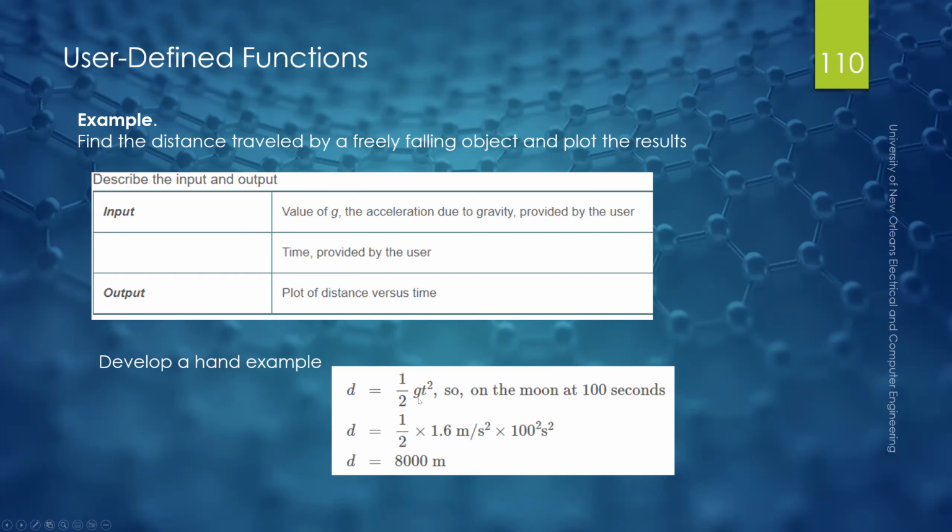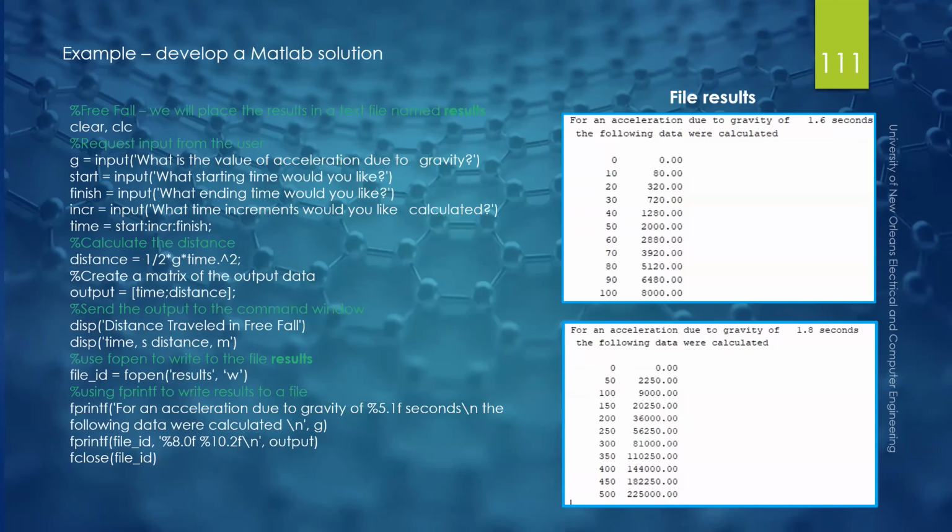So we want to develop a hand example. Remember, this is the equation that will give us the distance, right? So a simple hand example tells us that, if our math is correct, given these parameters, at 100 seconds, the distance will be 8,000 meters, right? So again, it's always a good idea to develop a hand example as much as possible. And so the next thing is just to simply develop the MATLAB simulation, or the MATLAB solution, I should say.